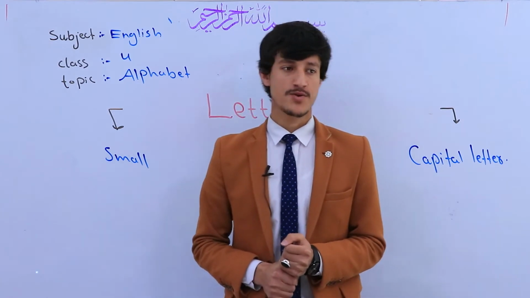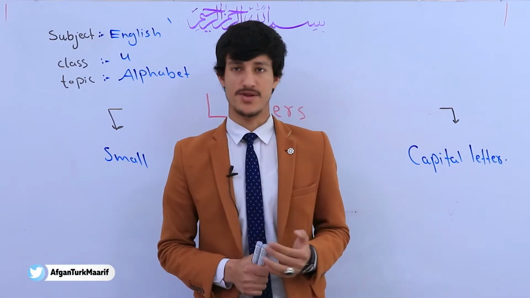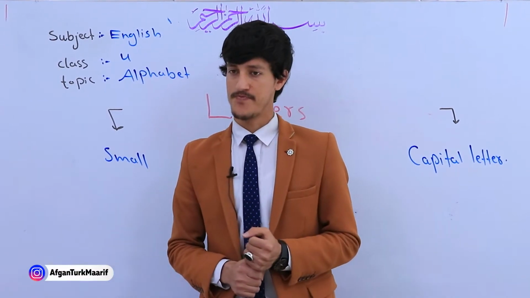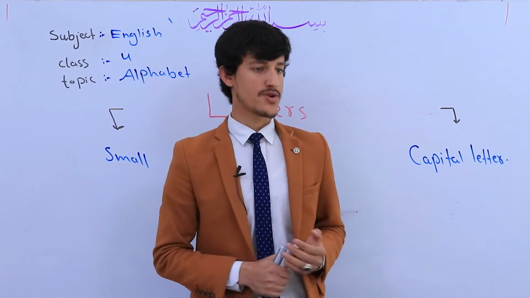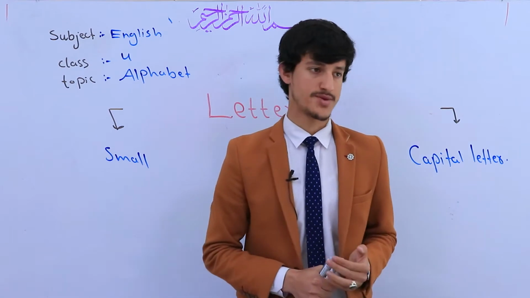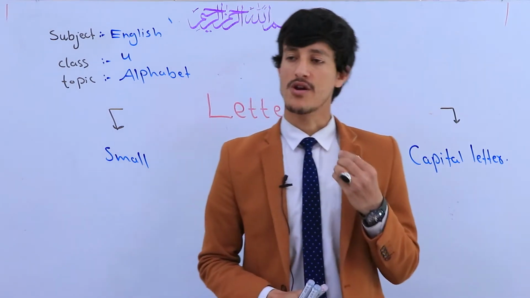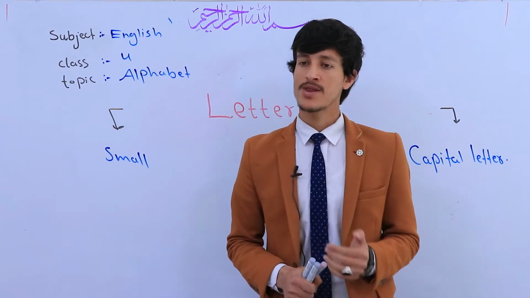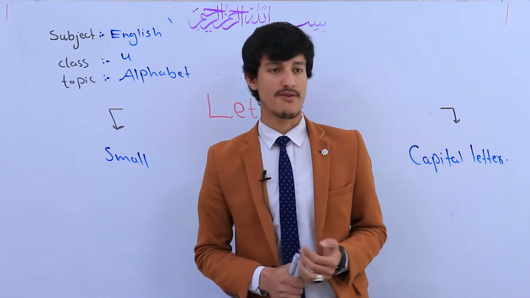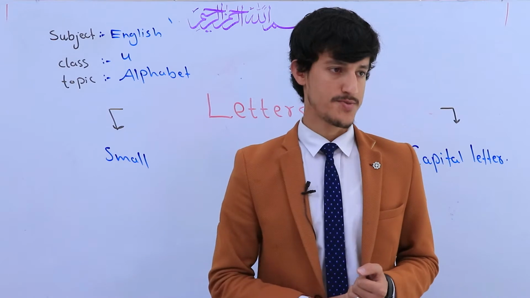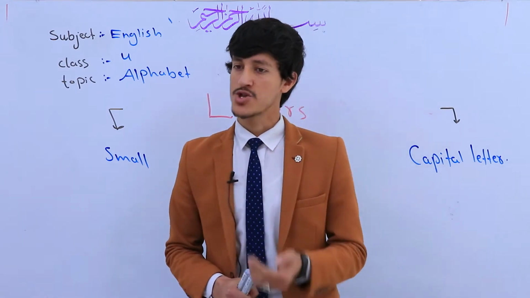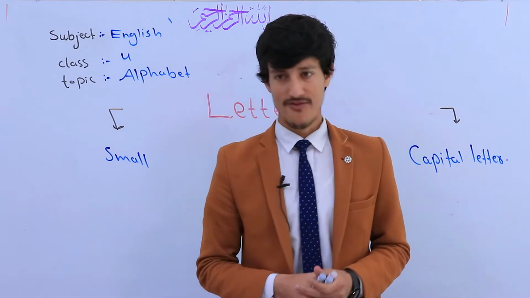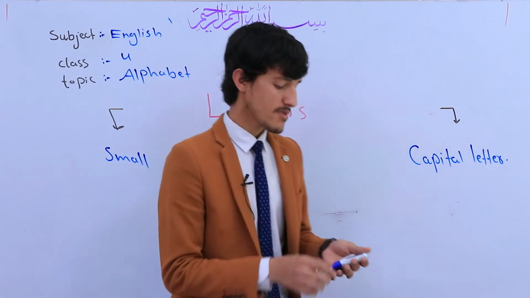Today we are going to talk about alphabets. We are talking about English alphabets. In every language we have alphabets, but today we are talking about English alphabets. You know how many letters we have in the English alphabet? We have 26 letters in the English alphabet, right?